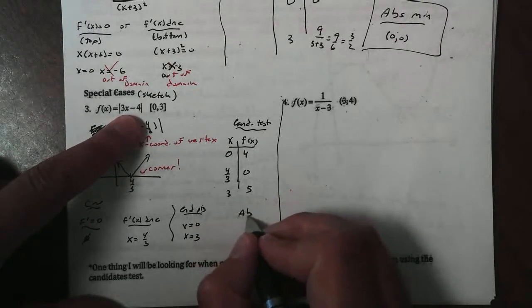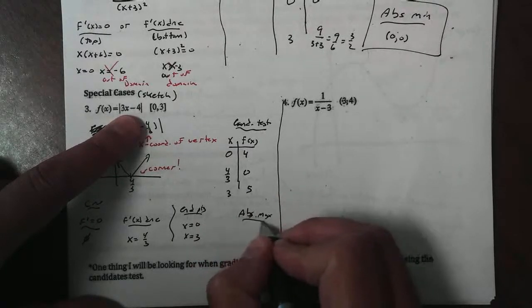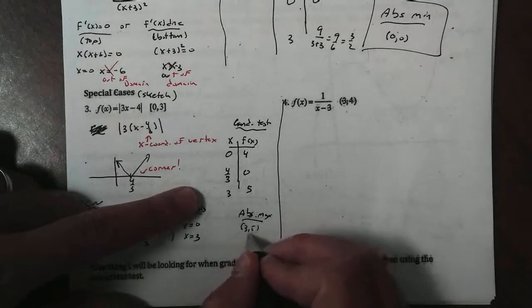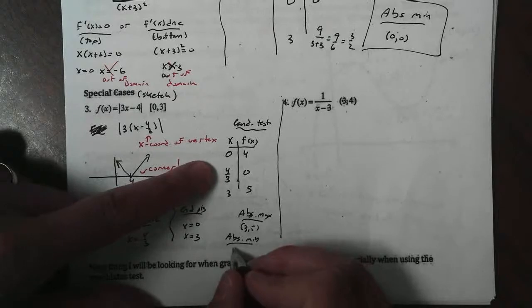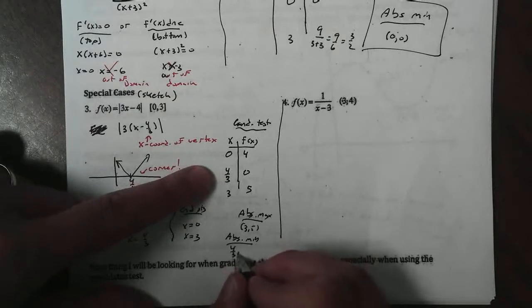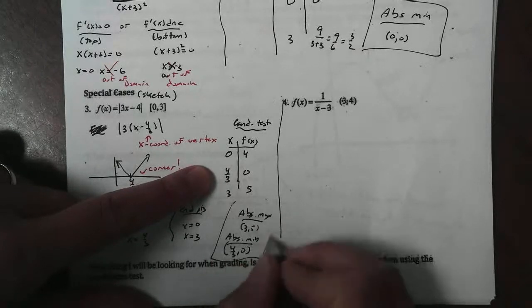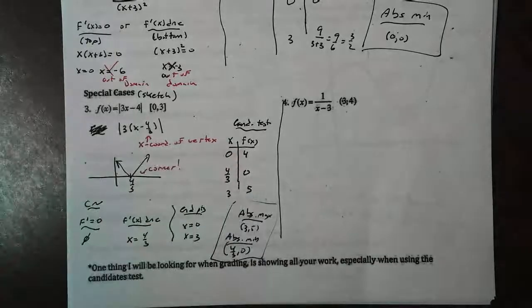So where's my absolute max? It's going to be at 3, 5. And my absolute minimum is going to be at 4/3, 0. Remember, we're looking at those y values. I'm comparing them. Very easy.